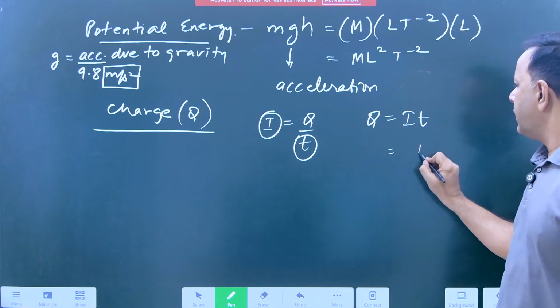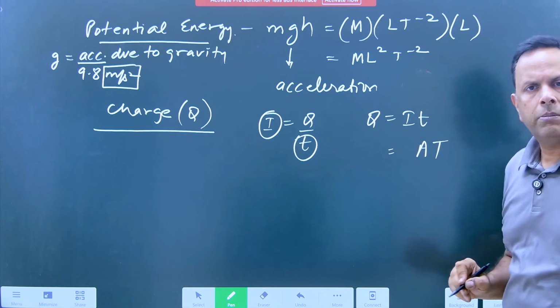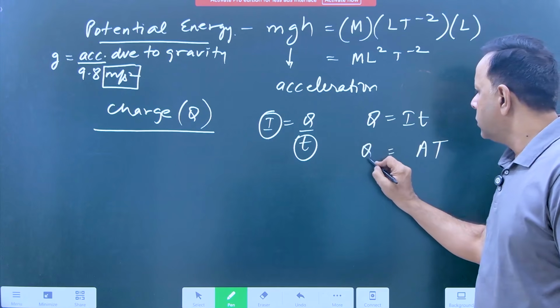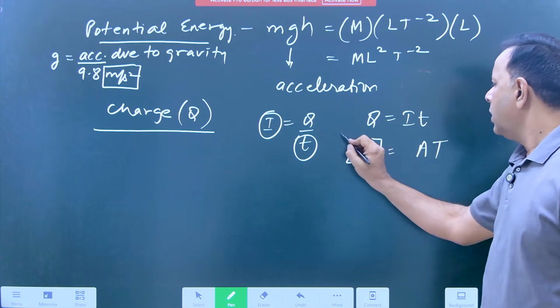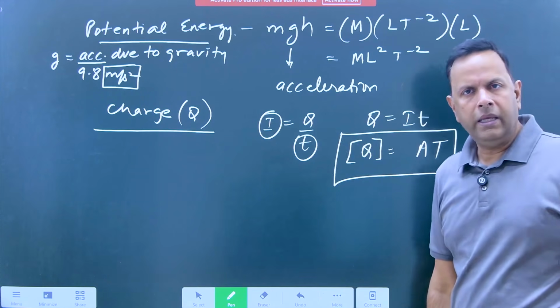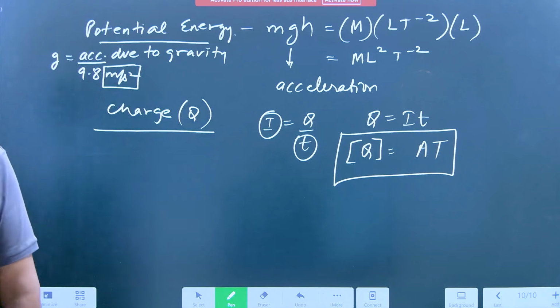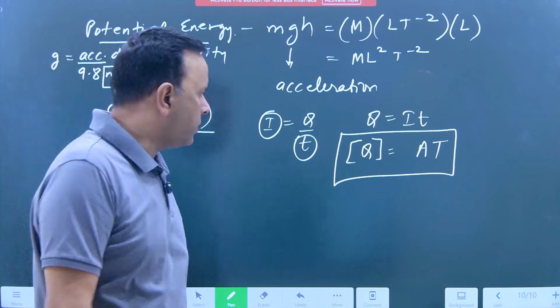In place of current, I use the symbol A. In place of time, I use the symbol capital T. So the dimensional formula of charge is AT. Okay? A is for current and T is for time.